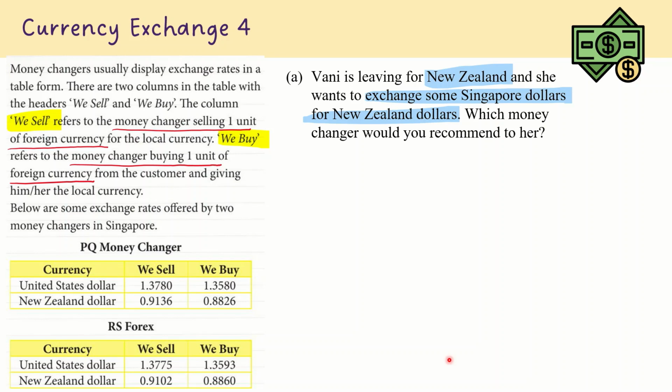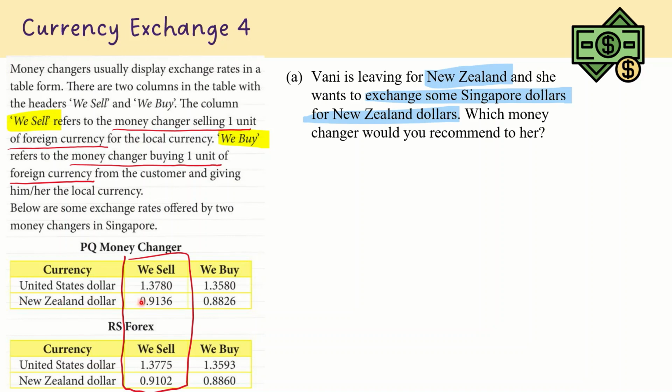She is trying to get New Zealand dollars, and therefore the money changer should be selling her the New Zealand dollars. And therefore, which column should we be looking at for these different money changers? I hope that you're able to tell that we're supposed to look at the we sell column. So looking at the we sell column, we need to narrow it down to focusing on the row New Zealand dollar.